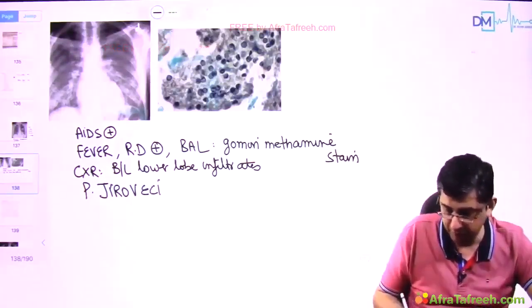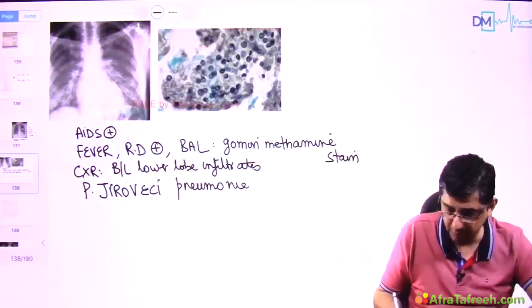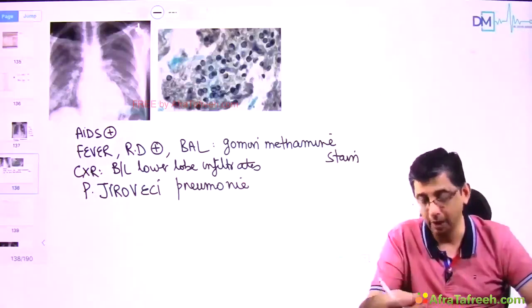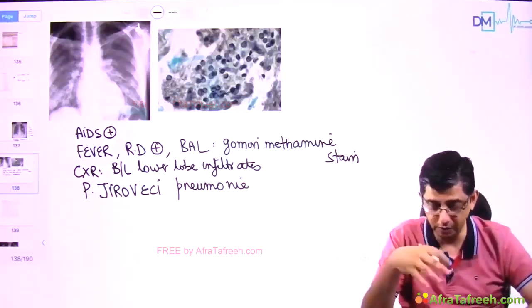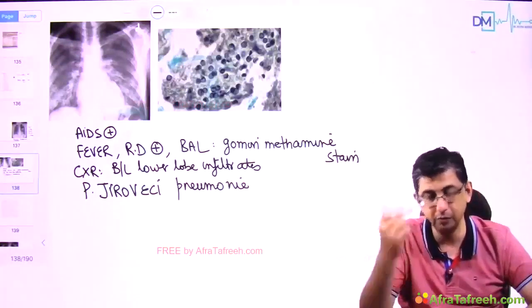I would like to make it very clear to you that the most common cause of pneumonia in an AIDS positive patient is always going to be answered by you as Streptococcus pneumoniae only, but only when the CD4 count is less than 200, the Pneumocystis jirovecii aspect would come.